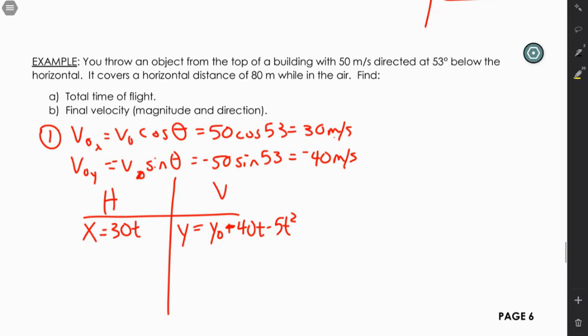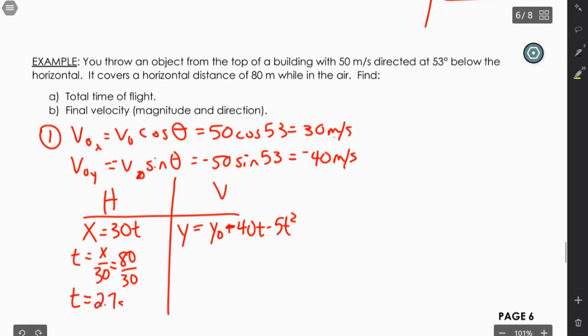Or we have to find that height, and so we're going to use x equals 30t to find our time of flight. So we need x over 30. It's going to be 80 over 30. So our time will be 2.7 seconds. So that's our answer to part A. And so now we need to just figure out the velocity. Oh, we don't need to worry about the height because we have the time.